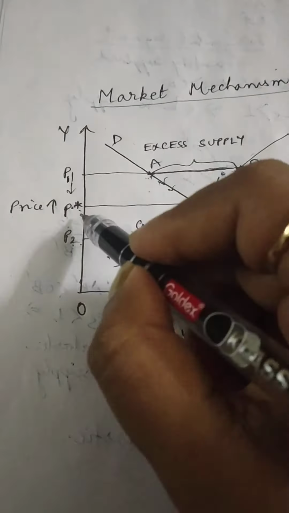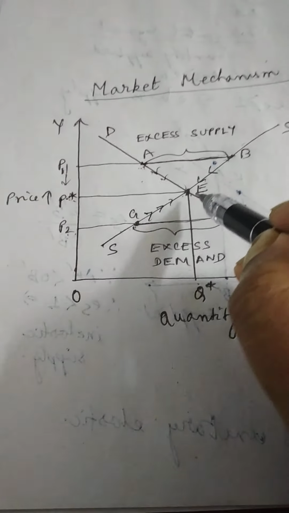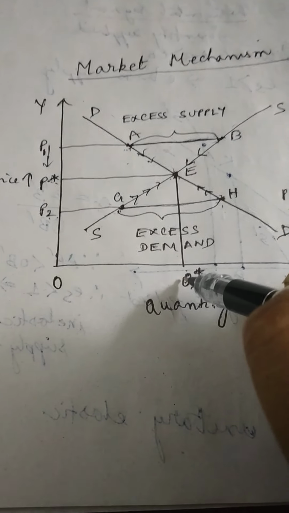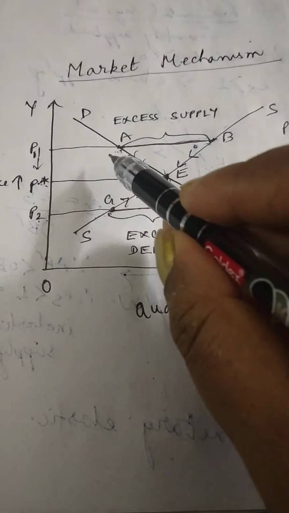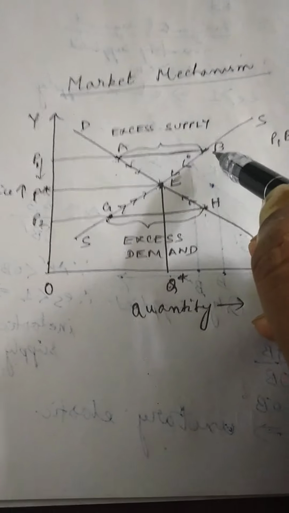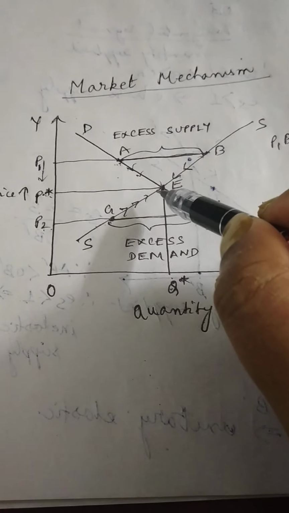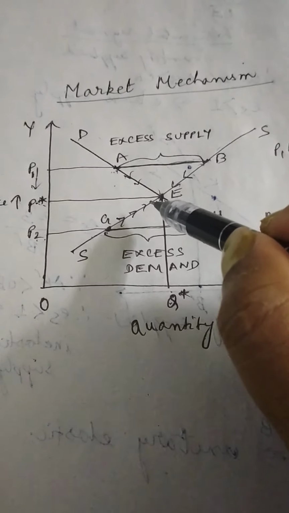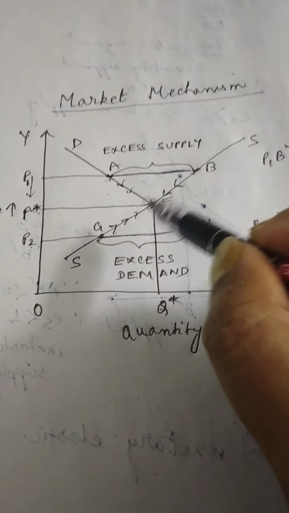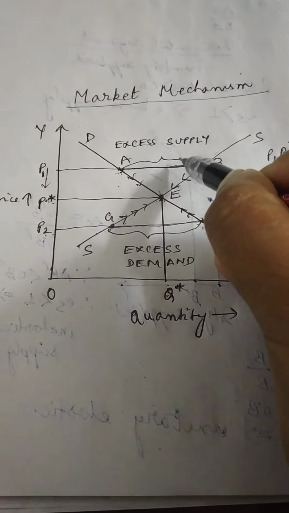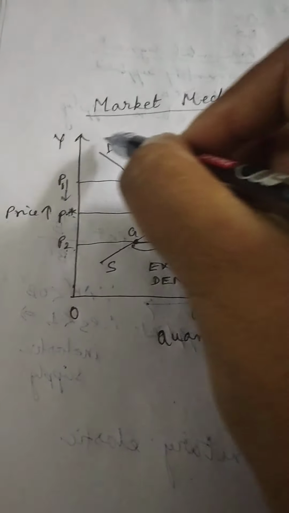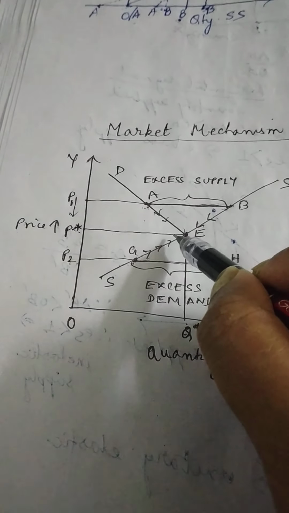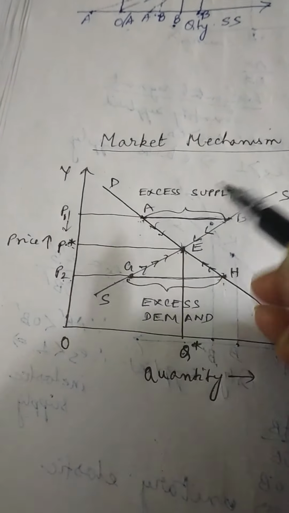This is how the equilibrium price P star and thereby the equilibrium quantity Q star is determined by the free forces of demand and supply. This is an automatic process. No one is doing it, and that is why Adam Smith, the father of economics, has said that there must be some invisible hand working behind this entire process. So this equilibrium is reached automatically. How?